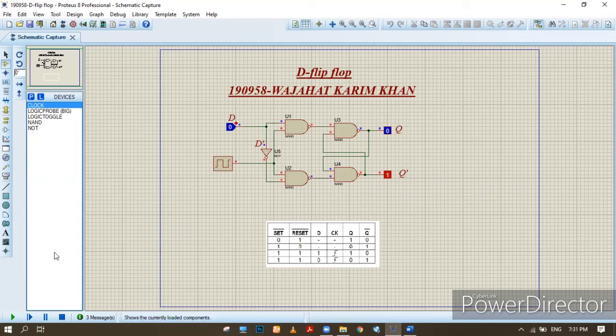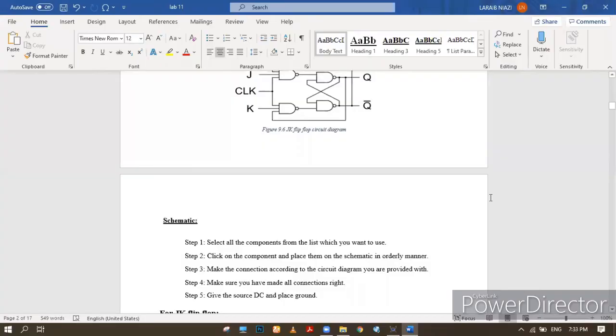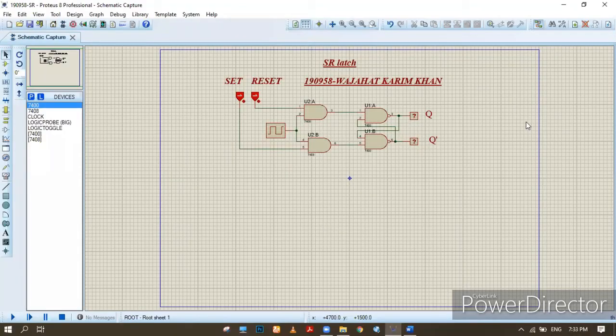Then now we will move on to our SR flip flop. Now in our SR flip flop, we have this circuit that I have designed. We have set and reset. So basically we have two inputs, and this is our clock here. These are our four AND gates, then these are our logic probes. Q and Q prime are our outputs.